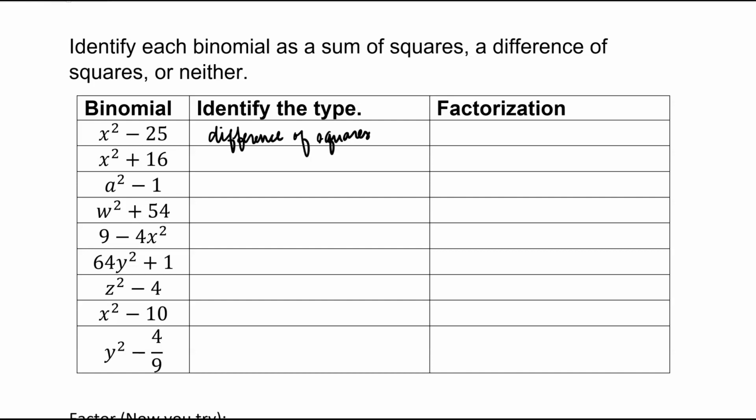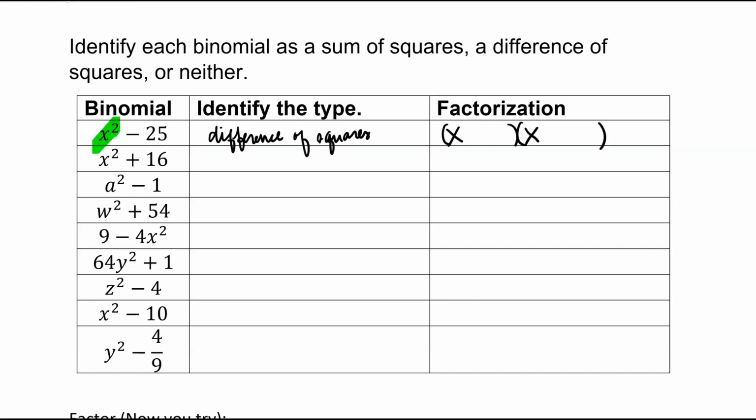You have a binomial. So it checks off all the boxes. You have an even degree of 2. So the factors are, and it will always be this. What is the square root of x squared? X. So x will go here and x will go here.